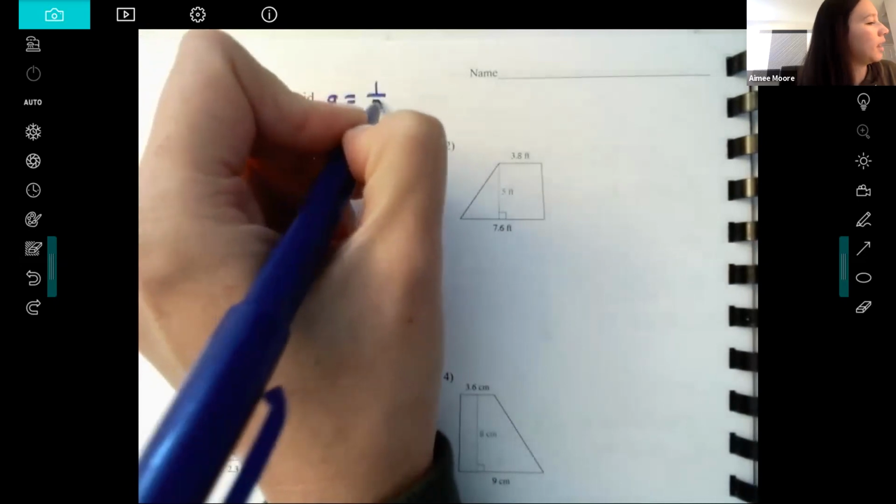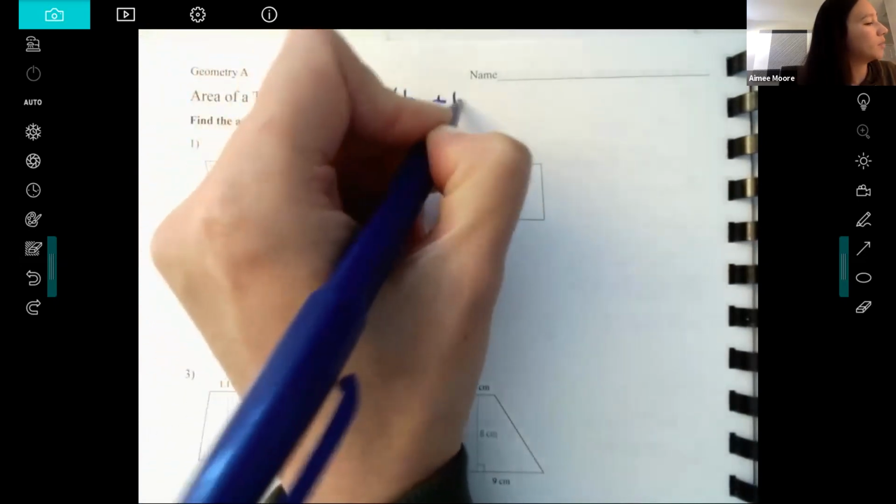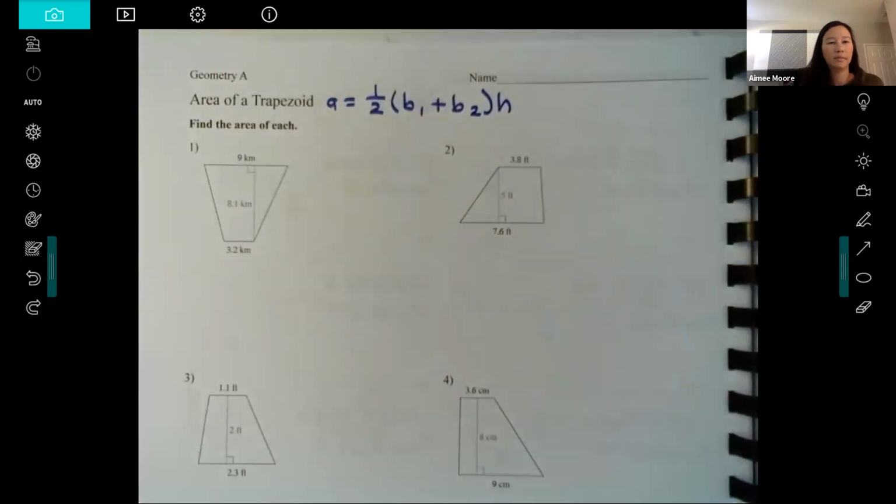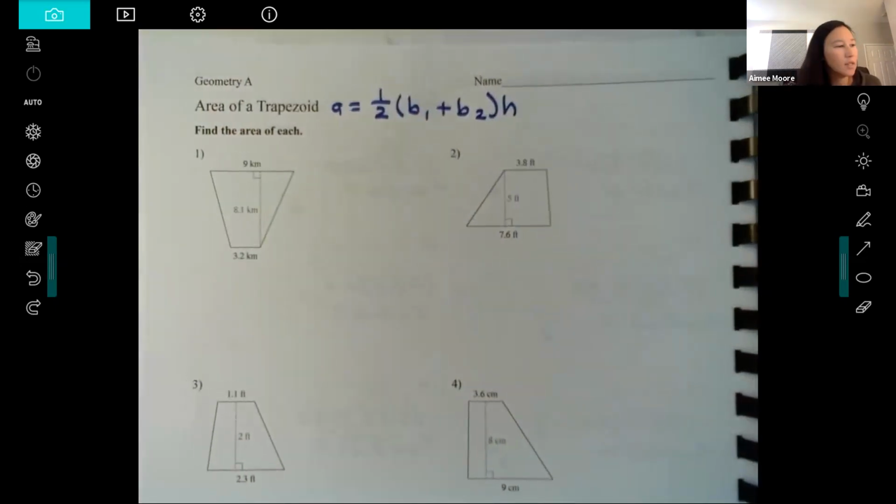Area equals 1/2 of B1 plus B2 times the height. And let me know if I'm going too fast. Okay.